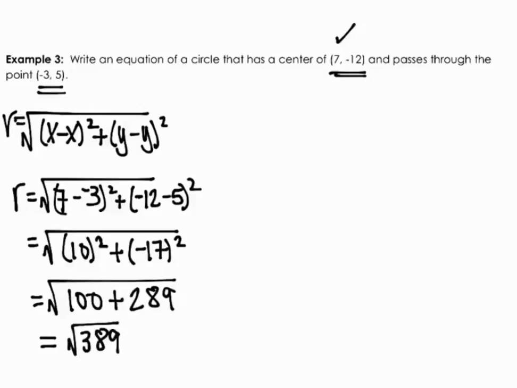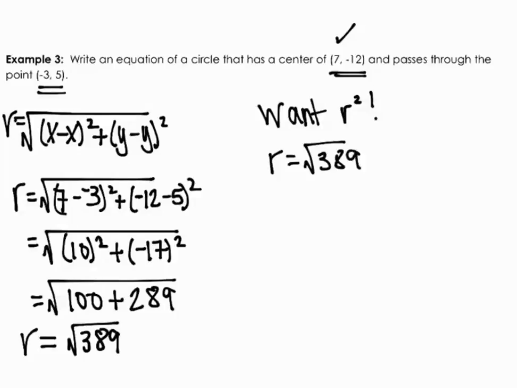Now remember what we just found. We just found the radius. What we really want is r squared. We want r squared. So if r equals the square root of 389, then that means r squared equals regular 389. So now we've got our r, we've got our center. We can go ahead and put it into our circle formula.